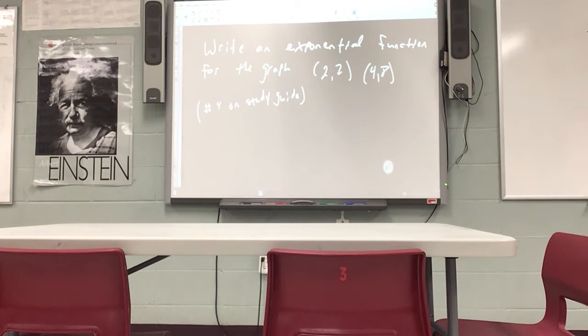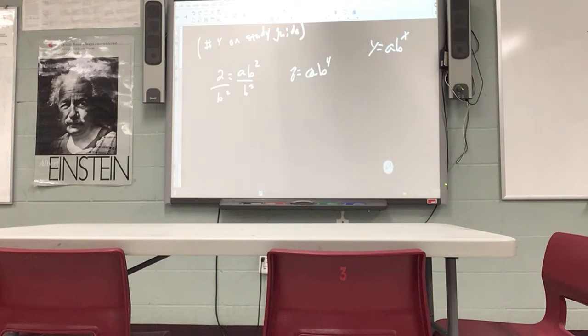So we're gonna plug those in to our y equals AB to the x, both of them. So I would say 2 equals AB to the second, and 8 equals AB to the fourth. And then when I did it, I solved the first one for A, so I divided by B squared. A is equal to 2 divided by B squared.